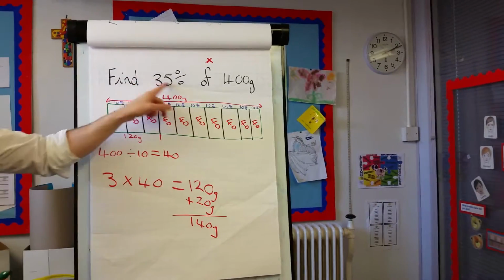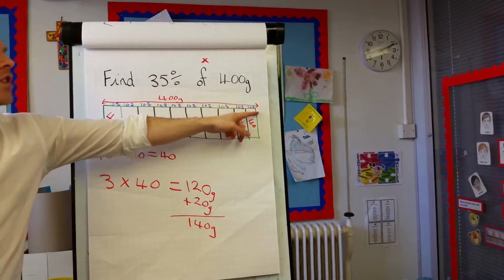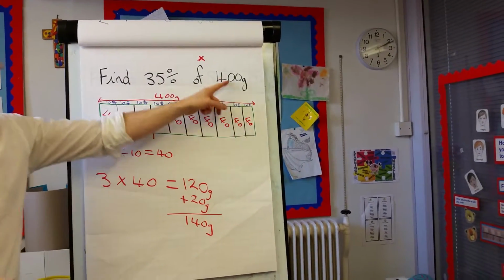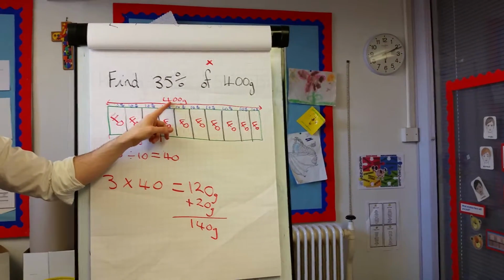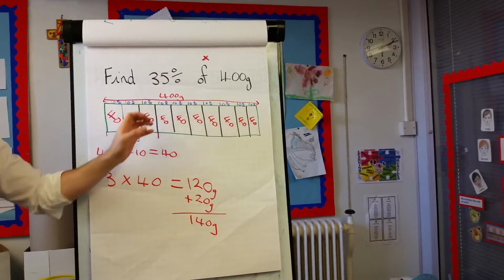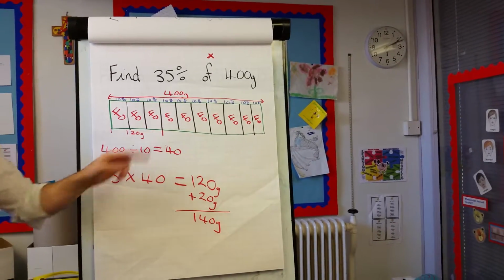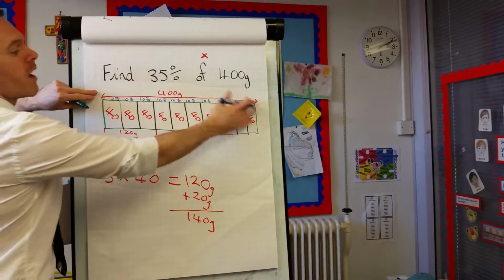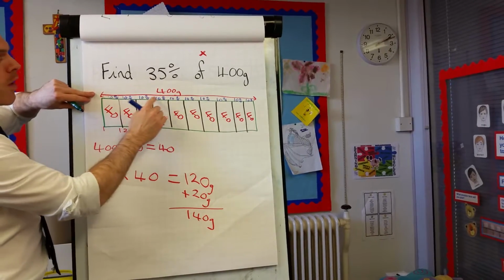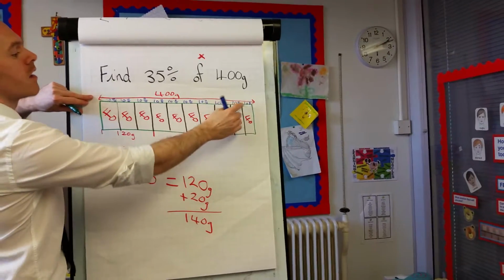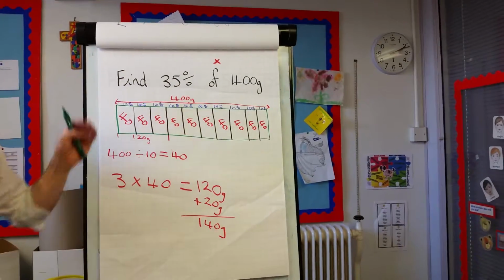So, to find 35% of 400 grams, I drew out my bar, which represented my number, 400 grams. I divided it by 10, so I could work out 10%, okay? Because remember, the whole thing is 100%. 10, 20, 30, 40, 50, 60, 70, 80, 90, 100, because percentage is out of 100.